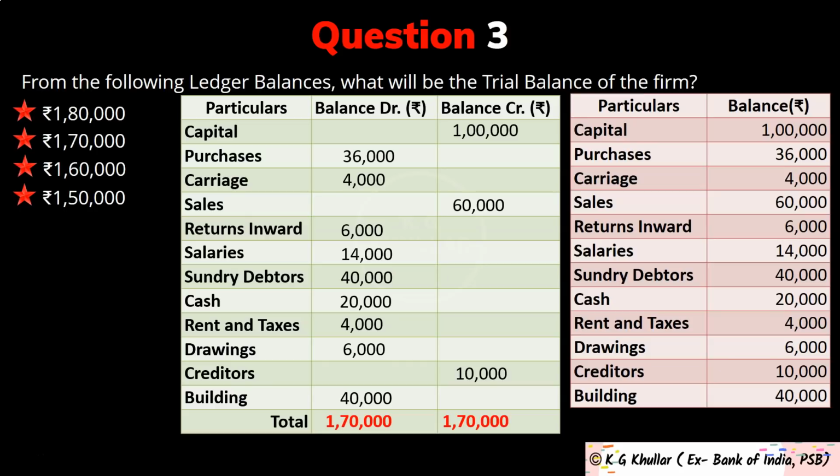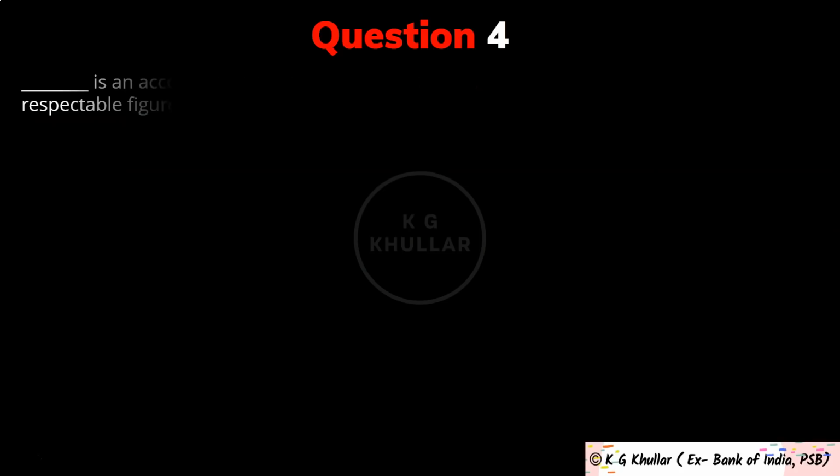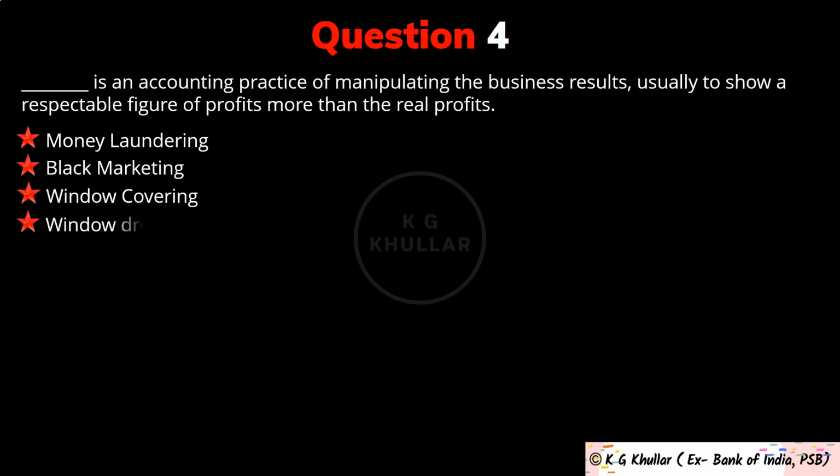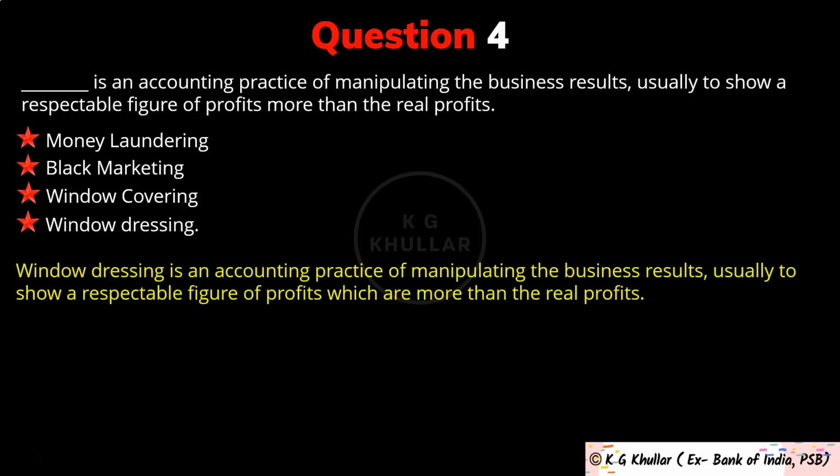Next question is, dash is an accounting practice of manipulating the business results, usually to show a respectable figure of profits more than the real profits. And then these options are given to you. Now friends, the correct option for the given question is option D, that is window dressing. So please note, window dressing is an accounting practice of manipulating the business results, which is usually done to show a respectable figure of profits which are in fact more than the real profits.